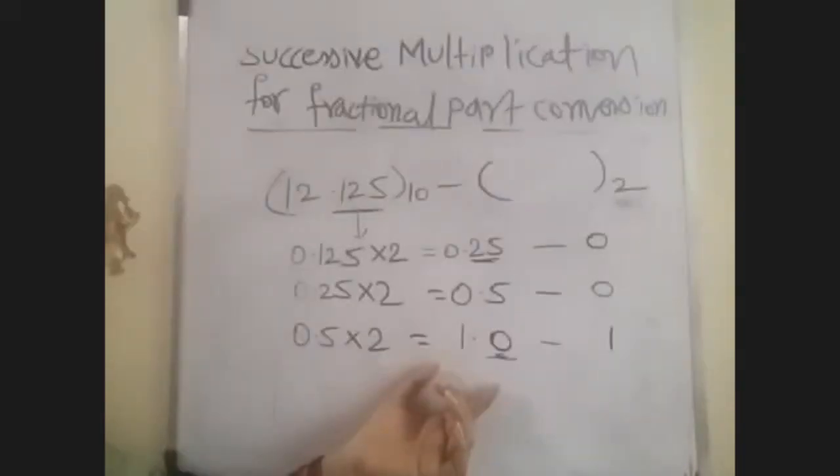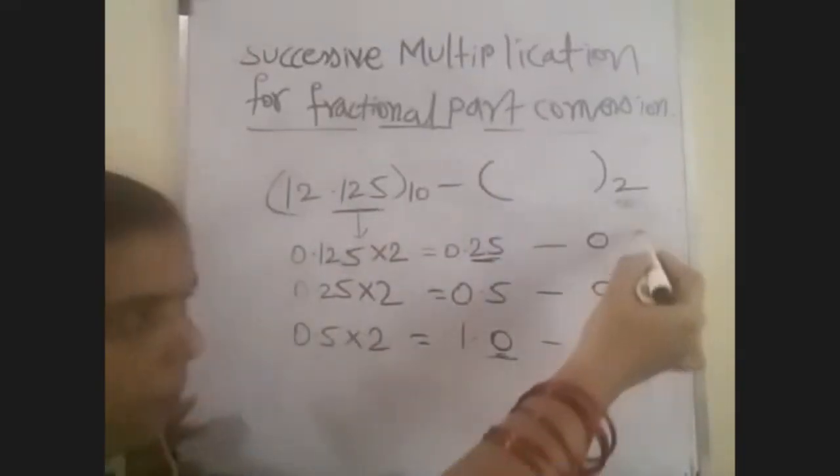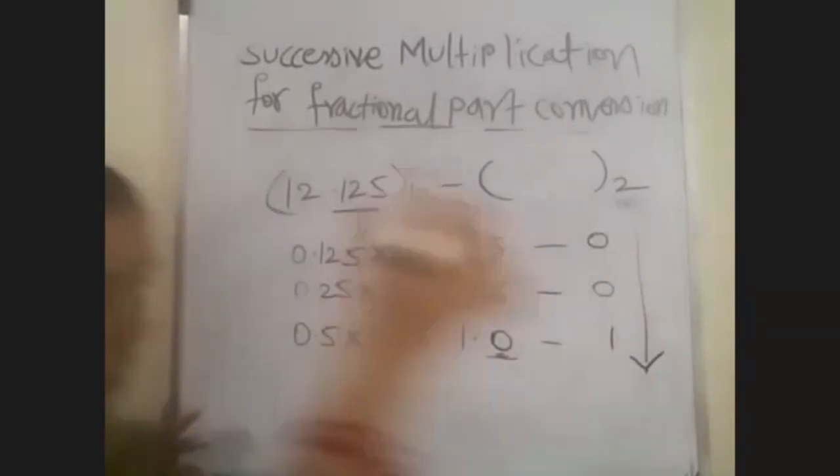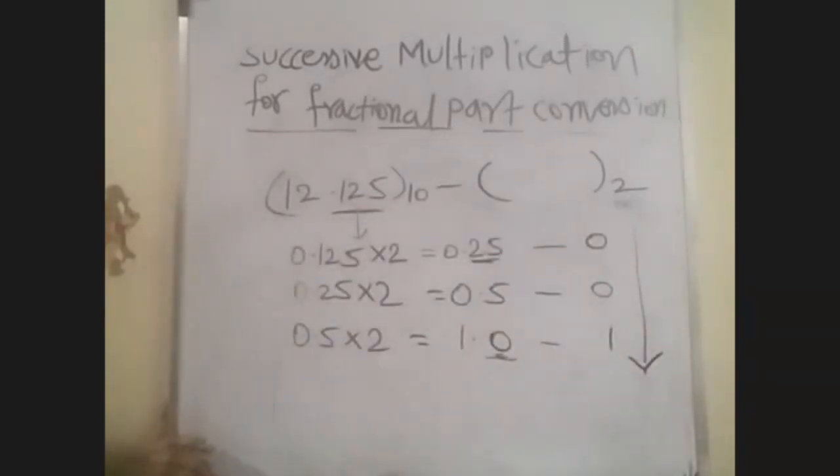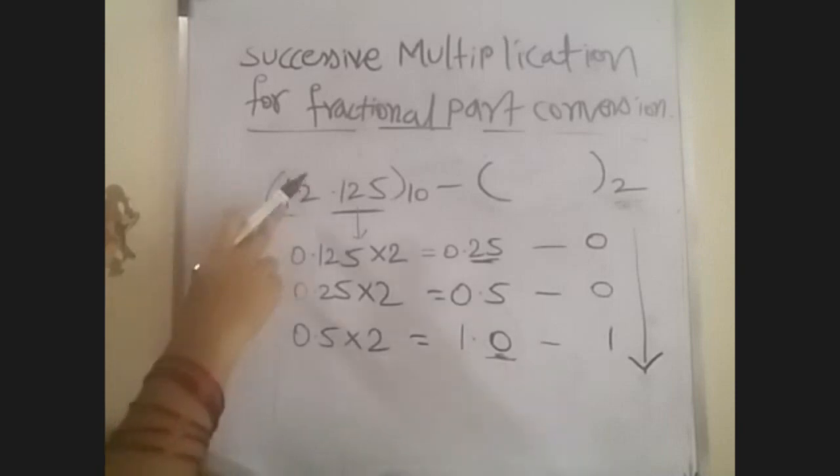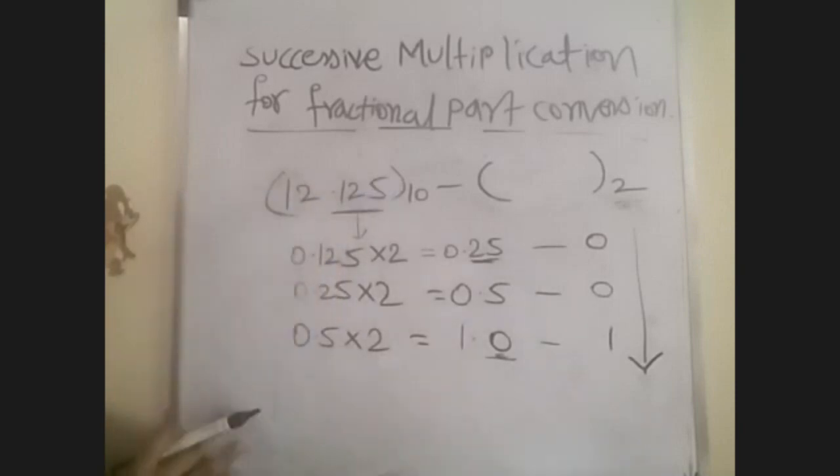Is it clear? How do you write the output here? From top to bottom. First, this is the 0.125, and here 12 is there now.